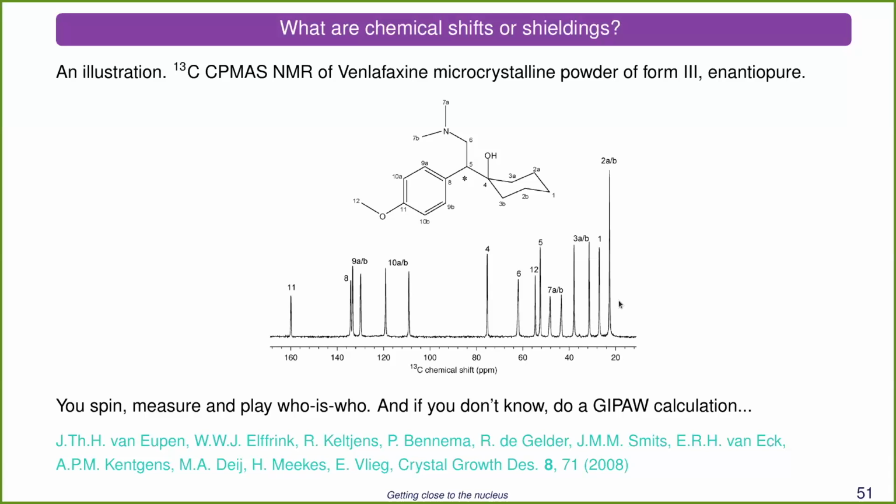If there is a polymorph, which is slightly different, then the peaks change, and you can identify this, or if a group rotates to another orientation, you can actually see this in where the peaks are sitting. So this is the typical game. You measure and you play who is who.